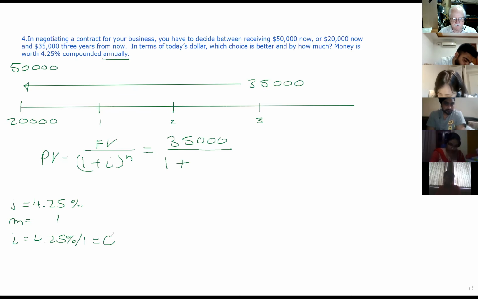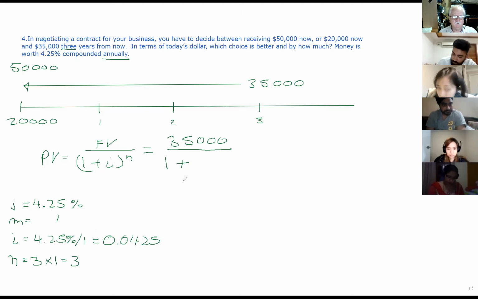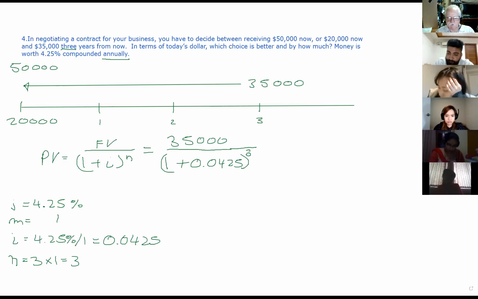So 0.0425. And now we need to know N. And it's annual, and it's 3 years. So 3 times 1 equals 3. So we can fill in our equation here now. 0.0425 to the power of 3. And let's see what that actually equals.